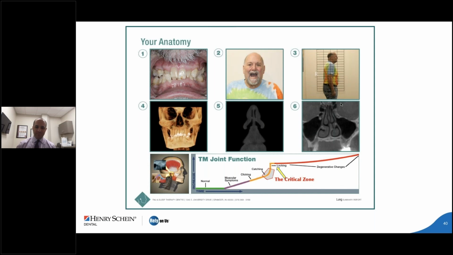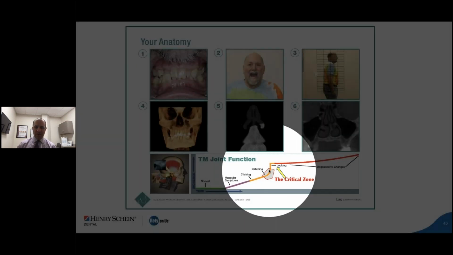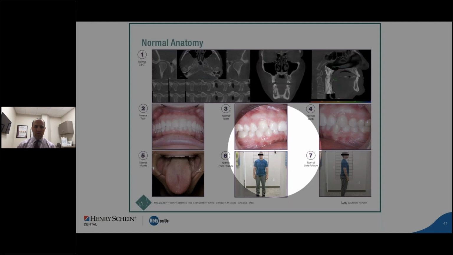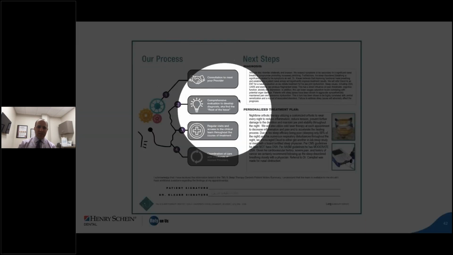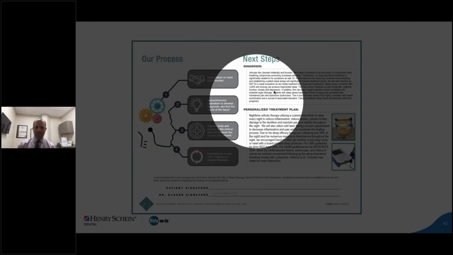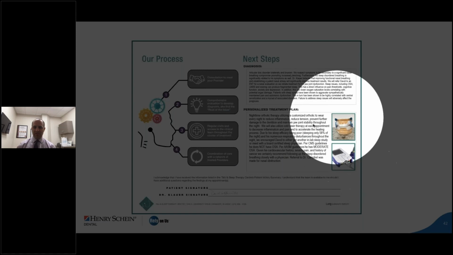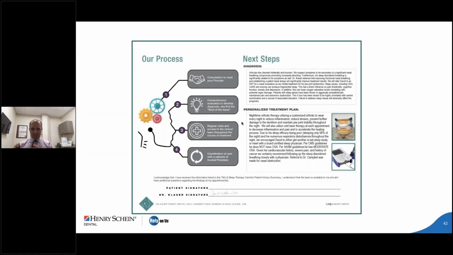And as we look at his jaw, it's starting to lock and catch. So we have these situations where we have normal anatomy, which we show patients, so they have an idea of what normal looks like, and then we illustrate our process to them. This is the process at our office with our patients, and this is his diagnosis, his personalized treatment plan, some of the things we're going to utilize, and then we give it to the patient so they understand what was diagnosed and what was done.